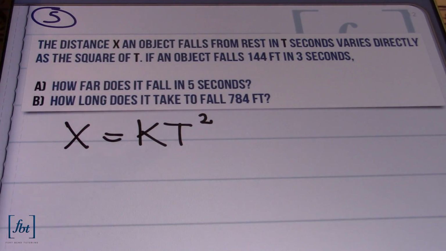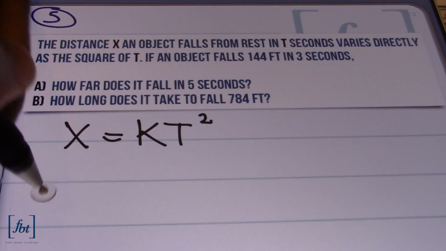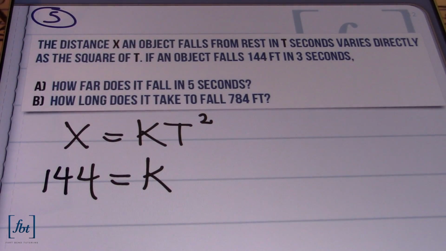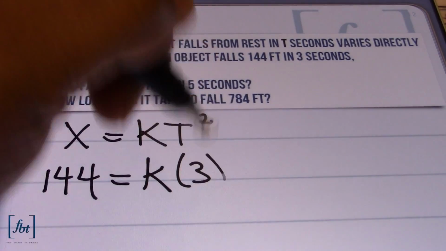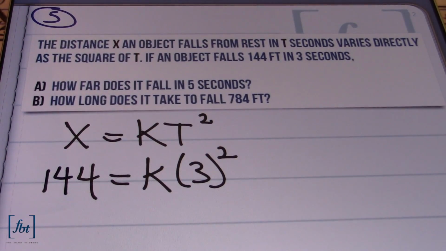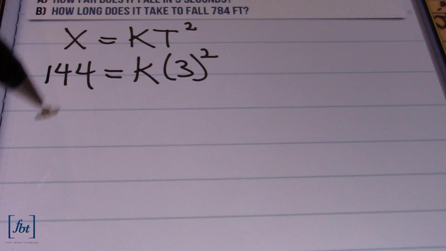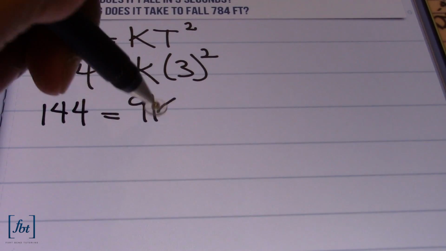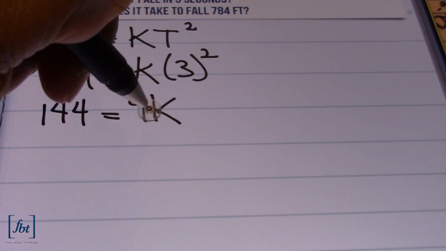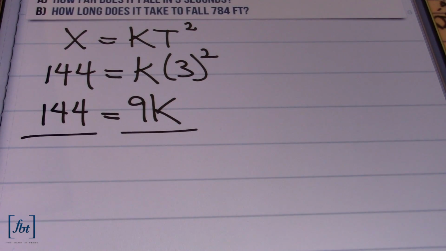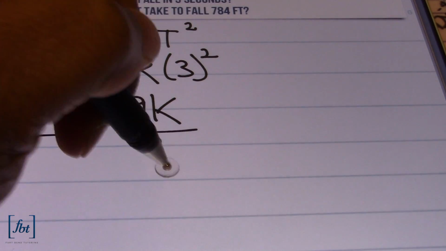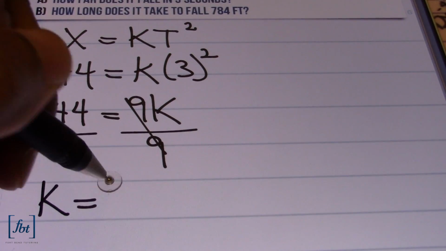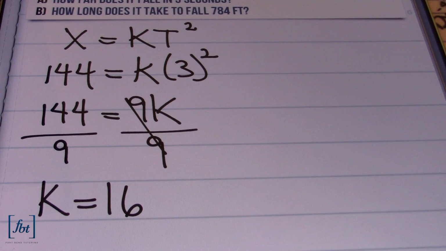So I know based on the given information that the distance is 144. I don't know my constant of variation, but I do know that the time is 3 seconds, and that is to be squared. Solving for this, we'll have 144 equals 9k after squaring our 3. To solve for k, our constant of variation, we divide both sides by 9. And once we divide by 9, we find that our constant of variation is 16.